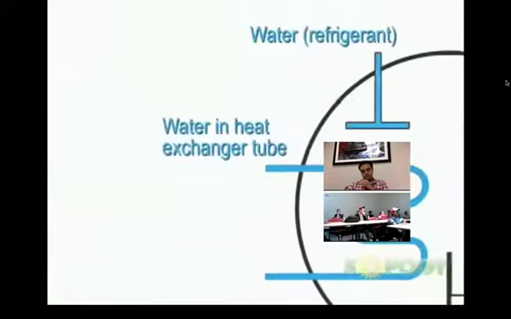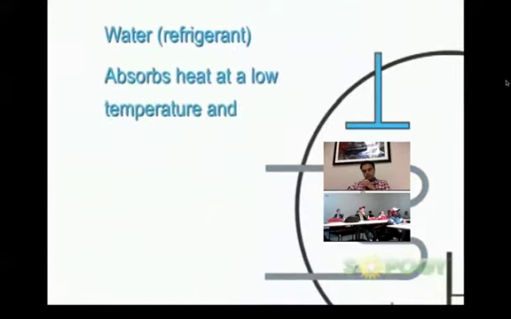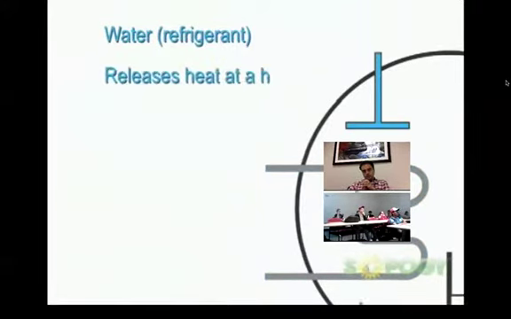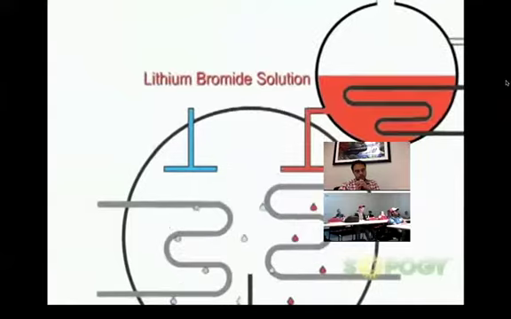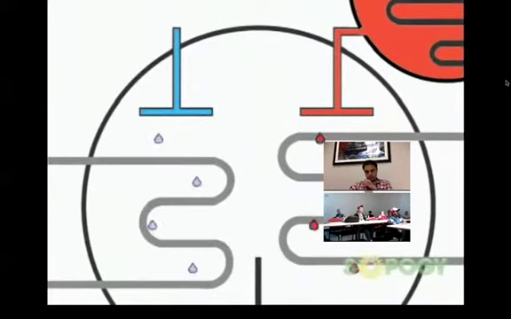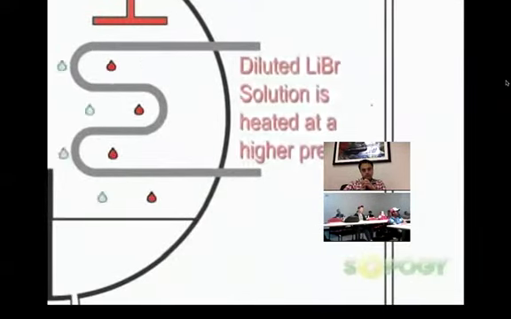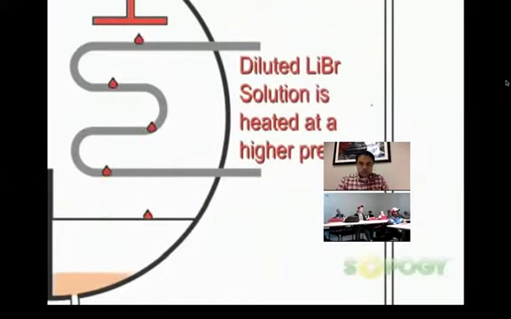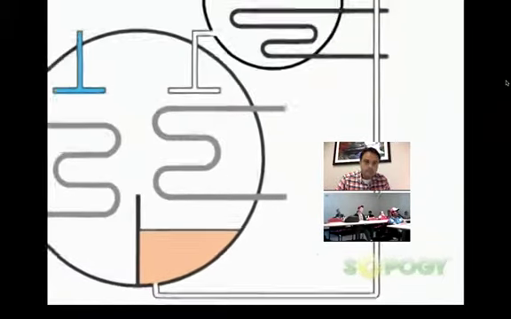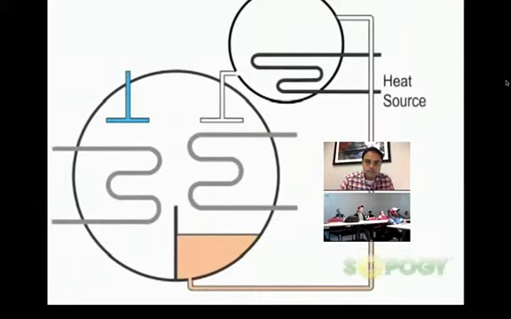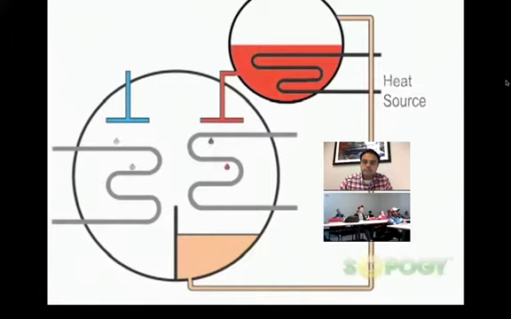In these systems, water, the refrigerant, absorbs heat at a low temperature and low pressure during evaporation and releases heat at a high temperature and high pressure during condensation. Lithium bromide solution, which acts as the absorbent, is used to absorb the vaporized refrigerant. The evaporation of the refrigerant takes place at a low pressure. The diluted solution, which contains the absorbed refrigerant vapor, is heated at a higher pressure. As lithium bromide becomes dilute, it loses its capacity to absorb water vapor. It therefore needs to be reconcentrated using a heat source. This leads to the vaporization of the refrigerant, and thus the solution is restored to its original concentration. The cycle keeps repeating itself to give the desired chilling effect.